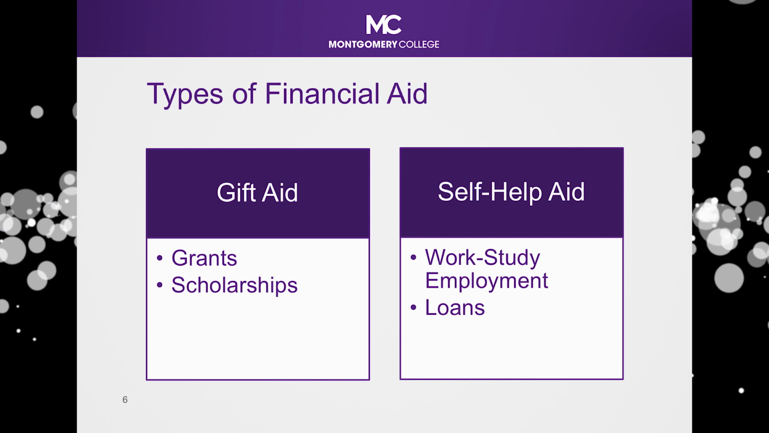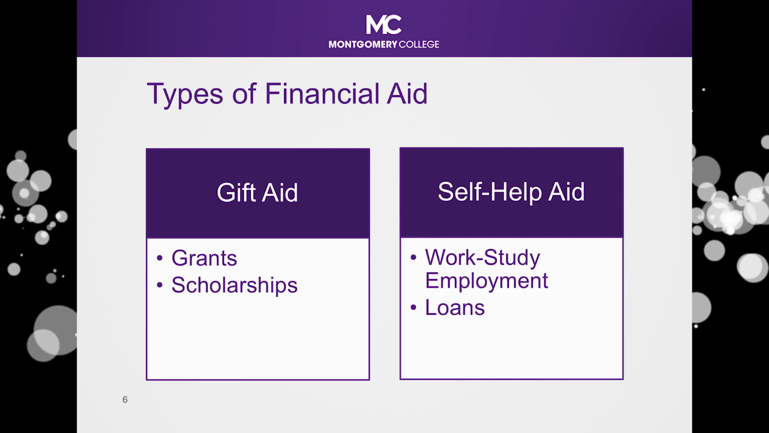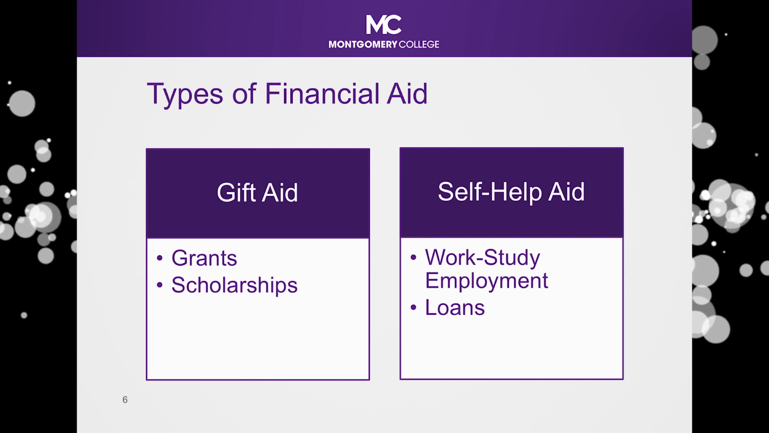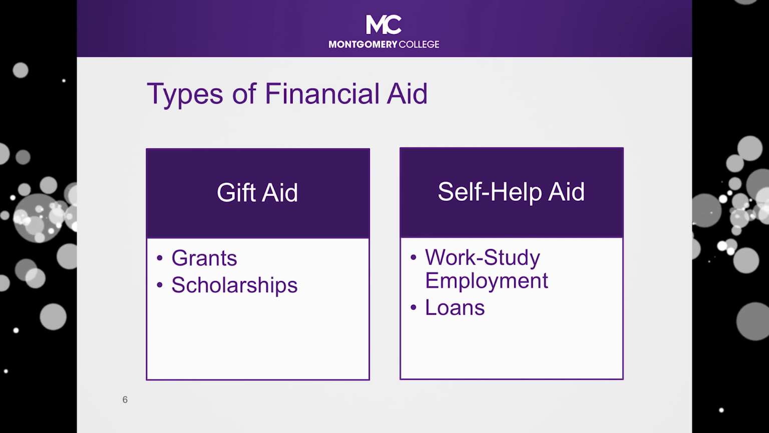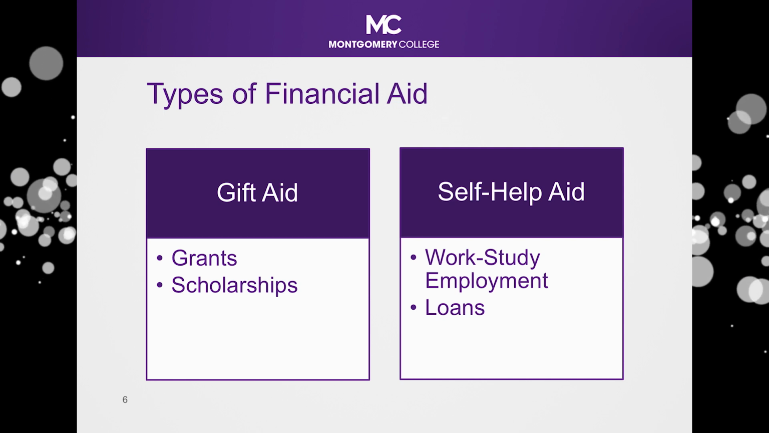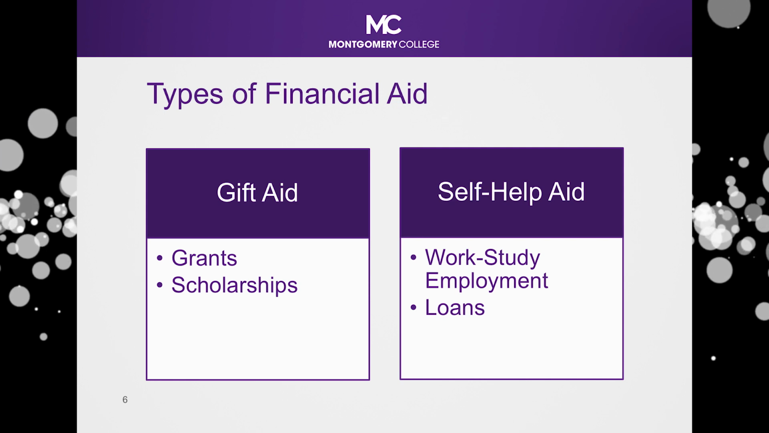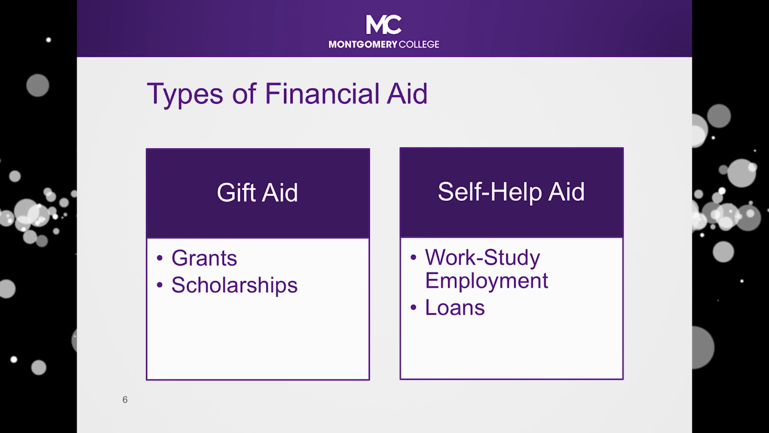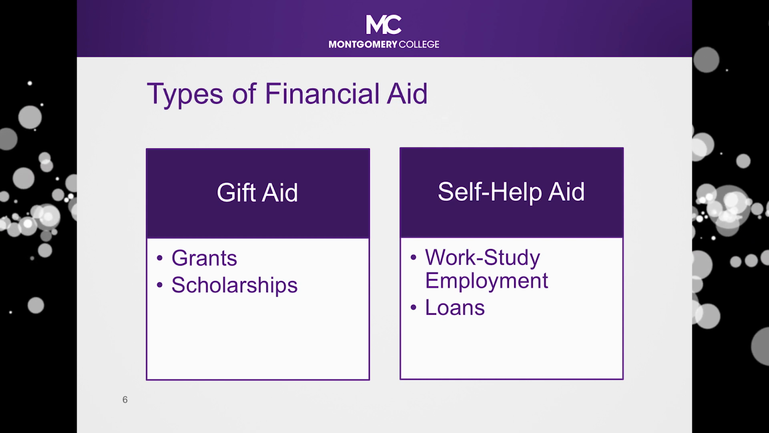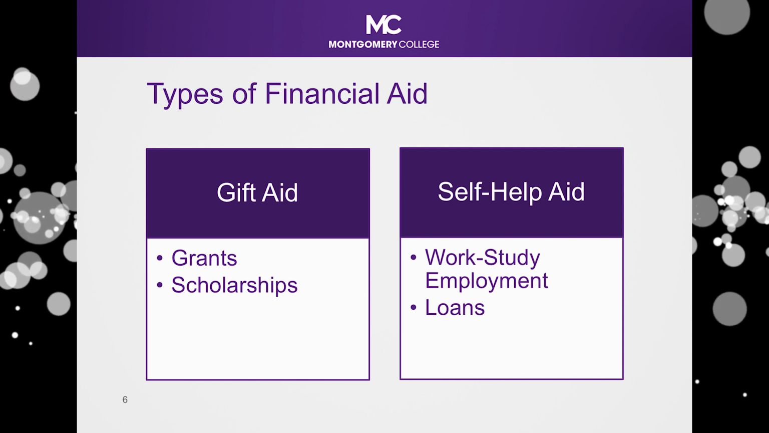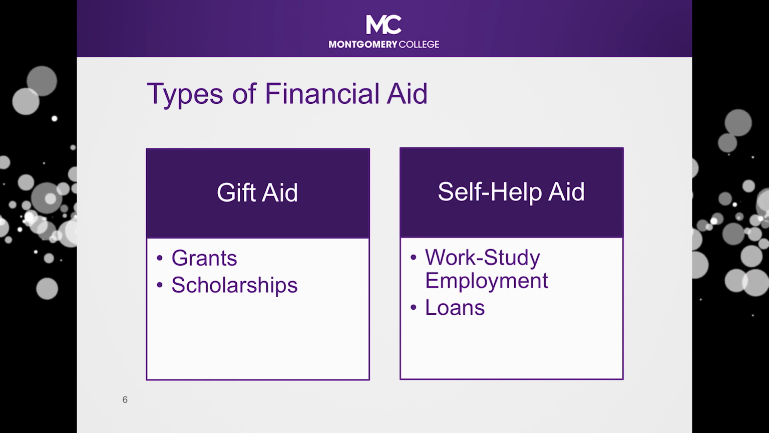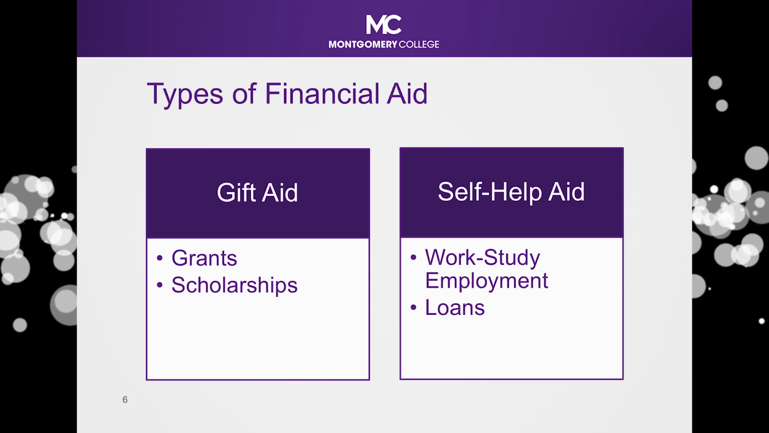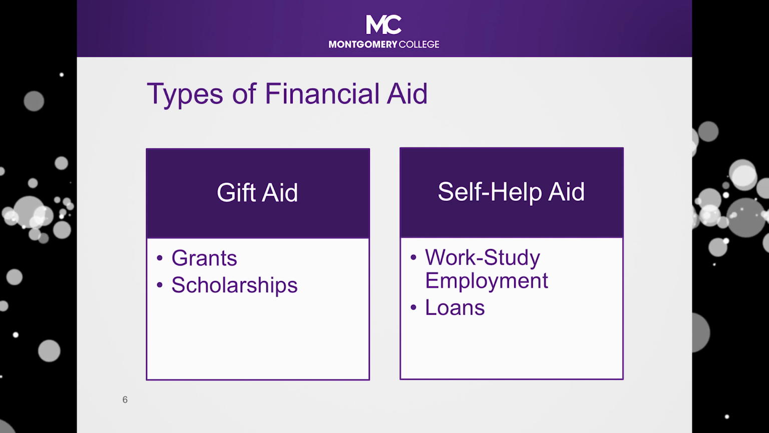Okay, once you've done the FAFSA, once you've gotten your expected family contribution, and you've decided you're going to school, what kind of aid are you going to get? There's gift aid and self-help aid. Gift aid, your grants and scholarships, they do not have to be paid back. Self-help, your student employment and your loans. Employment is student employment, but it's just like any other job. You work and you get paid. Loans are loans, they're low-interest student loans, but they do have to be paid back.